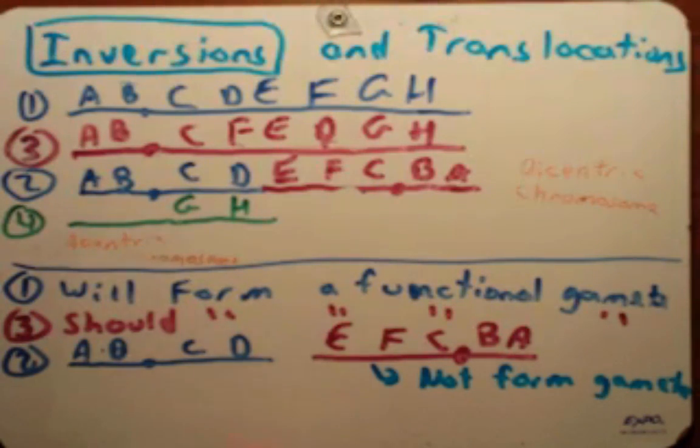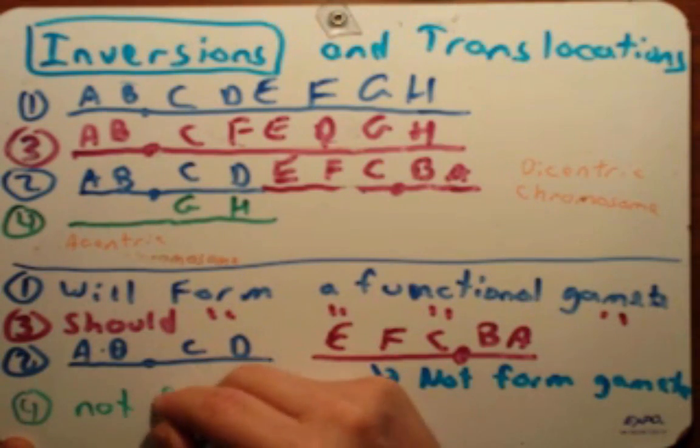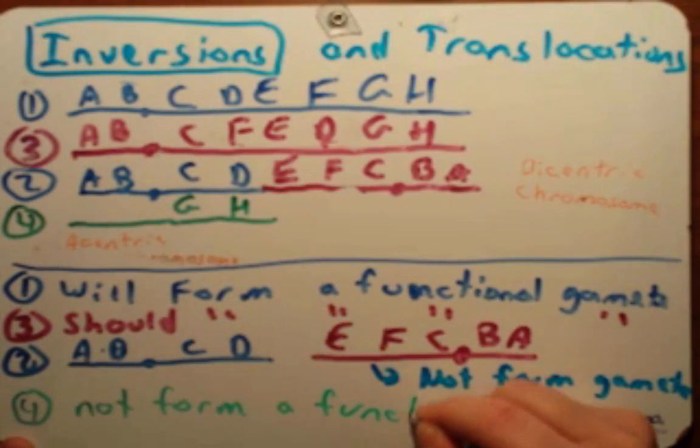Okay, let's look at this last one here, number 4. Remember, this was the acentric chromosome, and this will also not form a functional gamete. It doesn't have a centromere. Without a centromere, there's no way that it can be properly segregated during the rest of meiosis.